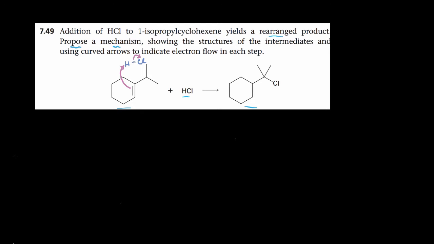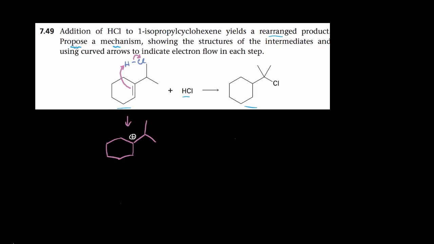And this first step yields this carbocation. So why did we form this carbocation and not the carbocation down here? So why did we not form this carbocation? And the answer is that this carbocation is more stable because it's a tertiary carbocation.